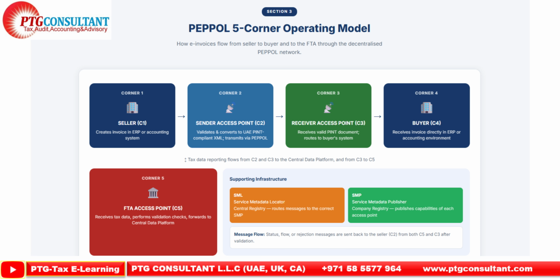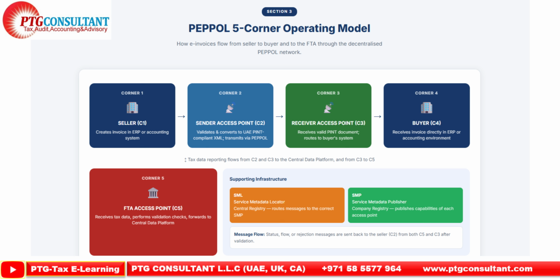Corner 3 is the receiver access point. This is the buyer's accredited service provider. It receives the validated PINT document and routes it to the buyer's system. Corner 4 is the buyer. The buyer receives the invoice directly into their ERP or accounting environment. Corner 5 is the FTA access point. The FTA receives tax data from both the sender and receiver access points, performs validation checks, and forwards the data to the central data platform.